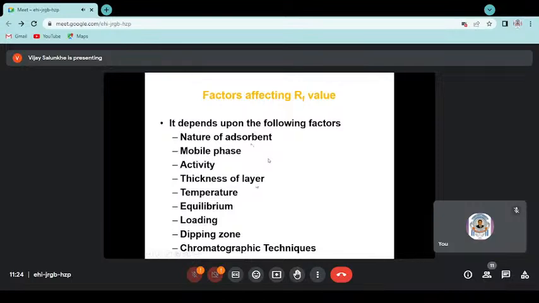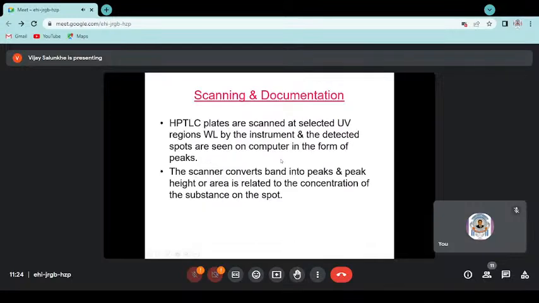If you change the mobile phase, you can change the RF value. That means you can get different RF values. So depending upon the proper mobile phase and the proper proportion of that mobile phase system, you can get the appropriate RF value. Now, up to RF value, that is the qualitative evaluation.